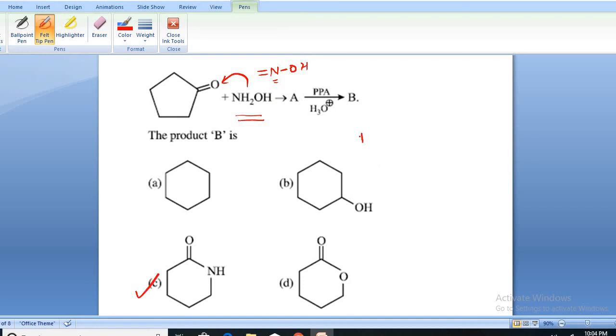If you could refer to something called Beckmann rearrangement, then you will be able to solve this. This is pretty much simple to understand. Maybe I may have a video on Beckmann rearrangement in the upcoming days. So this was about certain important questions on the section on compounds containing nitrogen.